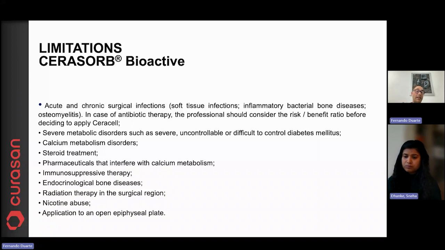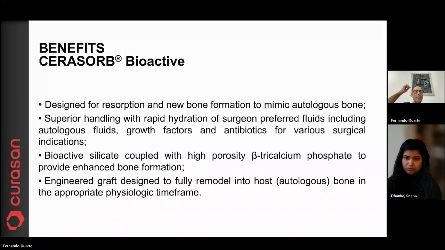Pharmaceutical calcium metabolism is important. Immunosuppressive therapy, endocrinological bone diseases, radiation, nicotine abuse. With all my patients, we try to decrease the number of cigarettes to no more than 10 cigarettes per day. If they have more, it's important for us to postpone the bone graft for another time. This is very, very important. And the benefits.